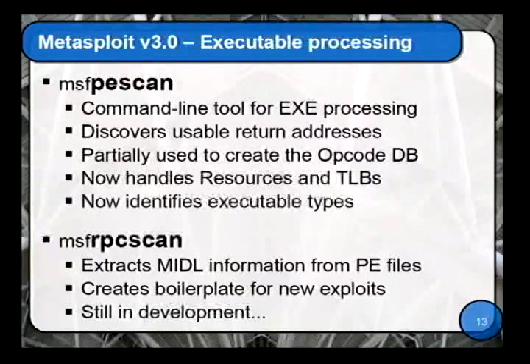A couple of command line tools. We have this thing called MSFPEScan. If you're ever trying to figure out how to pull information out of a Windows executable in a way that doesn't hurt, you can use PE scan for that. This lets you do things like search a given executable for return addresses, for certain patterns, for strings. Eventually, it's going to be able to dump resource sections.